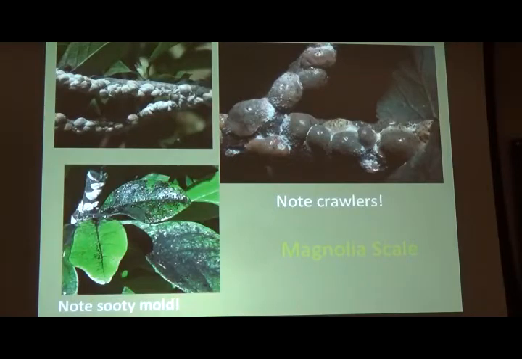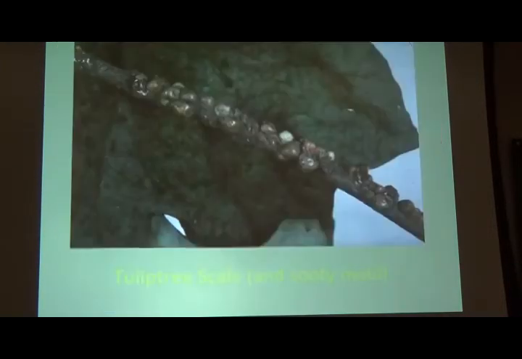Here's magnolia scale. Look at the sooty mold. And the honeydew that's produced, that's where we get that fungal growth. Here are the crawlers. That's when they're most vulnerable. I'm getting a lot of feedback here and I don't know what's going on. Is that better? You see the crawlers here at the magnolia scale? Big pest here in Wisconsin and becoming more and more of a pest.